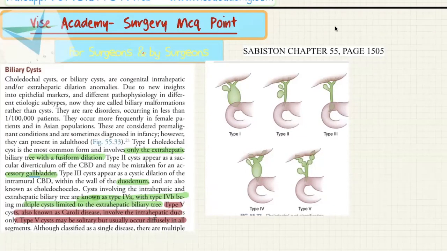Hi, hello friends. The point of discussion in this session shall be on the choledochal cysts or the biliary cysts, which are very frequent and favorite topic for NEET-SS as well as the DNB examiners. So basically the choledochal cysts are classified into 5 types, and you will be getting a question on what type of orientation fits into which type of classification from 1 to 5.